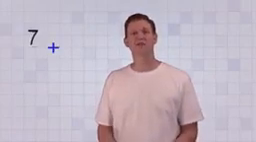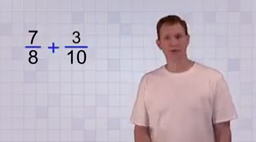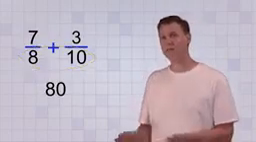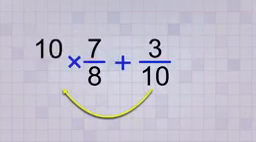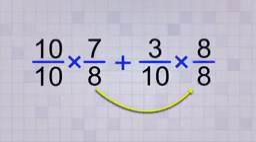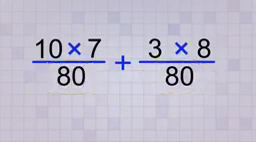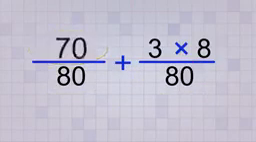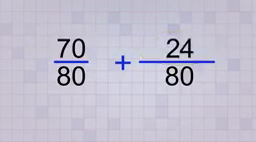Let's add the fractions 7 over 8 and 3 over 10. Our common denominator for this problem is going to be 80, because that's what we get when we multiply the denominators together. 8 times 10 equals 80. We'll multiply our 7 over 8 by the whole fraction 10 over 10. And we'll multiply our 3 over 10 by the whole fraction 8 over 8. Then, when we do our multiplication, the 8 times 10 will give us 80 on the bottom of both fractions. For the top of the first fraction, we have 7 times 10 equals 70. And for the top of the second fraction, we have 3 times 8 equals 24.